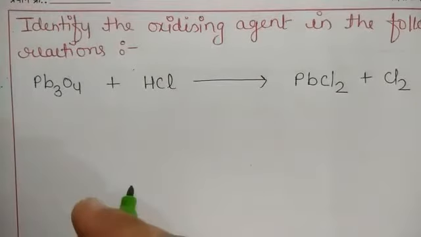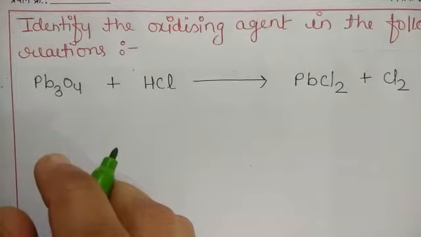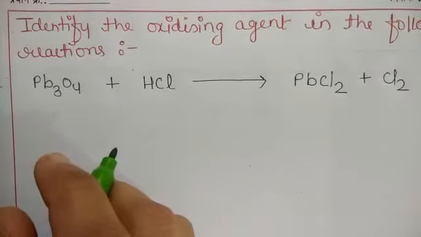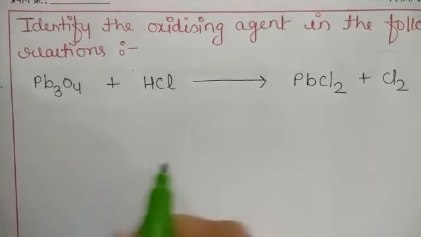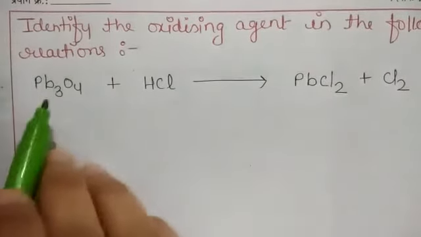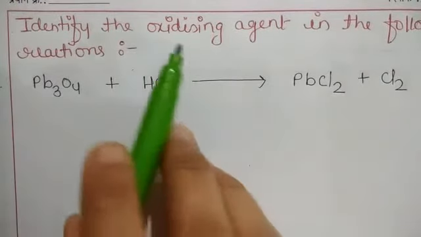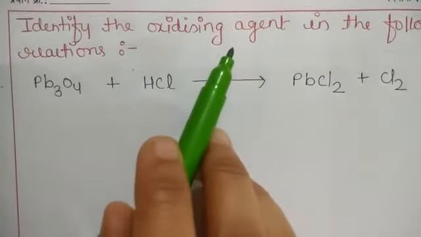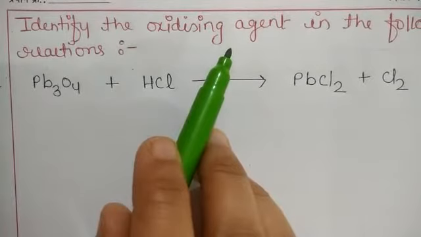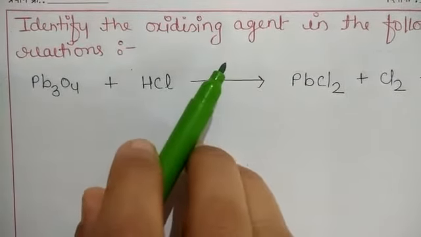Okay, so our next question is that we have to identify the oxidizing agent in the following reaction. So beta, whenever this type of question is there in your exam, you have to complete the whole reaction, then you have to write the oxidizing agent and reducing agent. So for that I am starting with some examples.